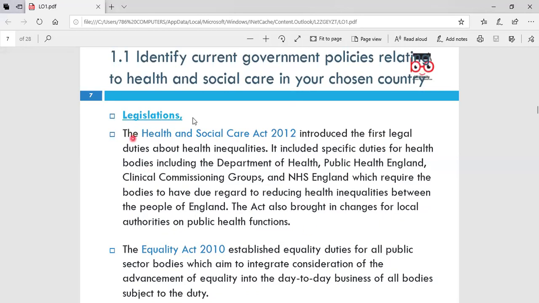Again, with the same LO, what are legislations? What are the legislations we're talking about? So the Health and Social Care Act 2012 introduced the first legal duties about health inequalities. It included specific duties for health bodies, including the Department of Health, Public Health England, clinical commissioning groups, and NHS England, which require the bodies to have due regard to reducing any health inequalities that persist between the people of England.